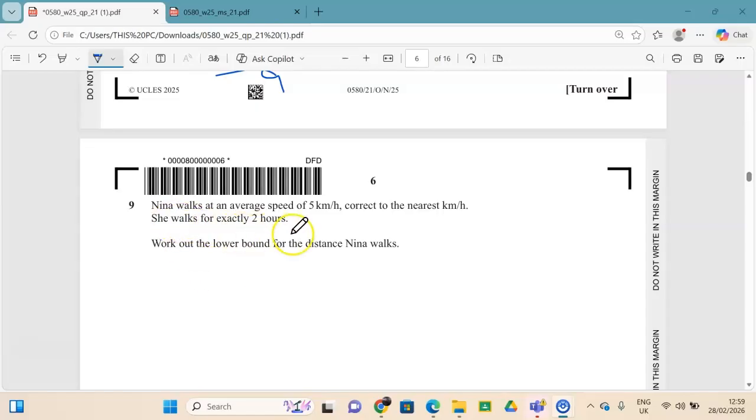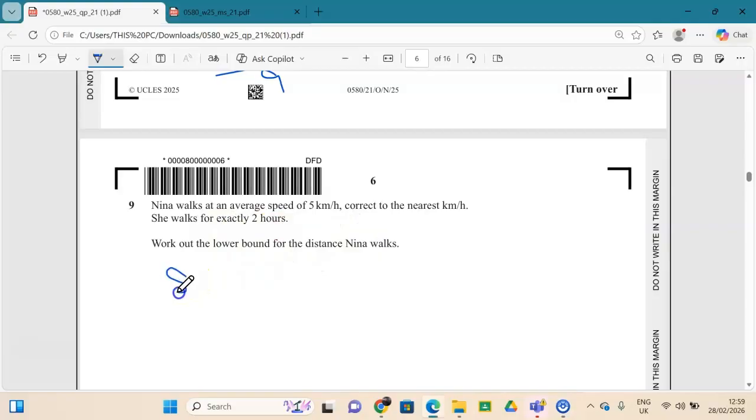So we need to first of all get how this whole thing works. First of all, speed. What is the relationship between speed, distance, and time? We know that speed will be equal to distance over time. So speed will be distance over time.